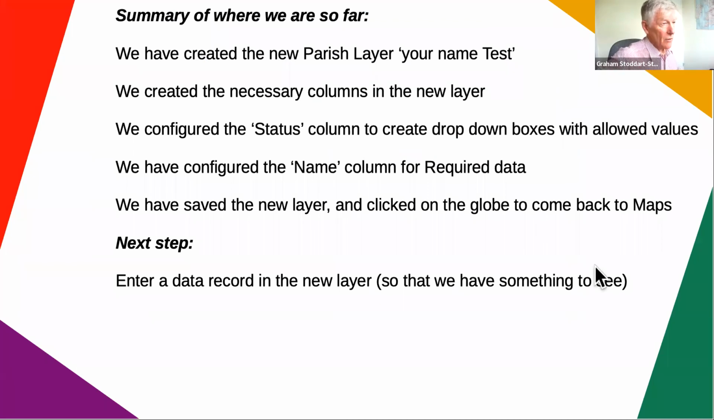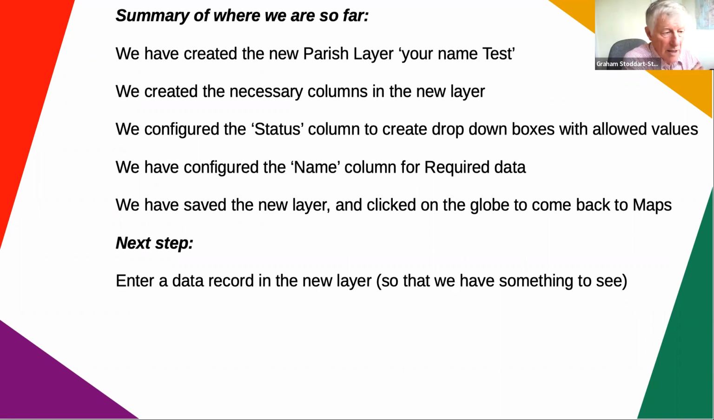On my screen, I've gone to just a summary of where we are, so we're keeping you up to date with what we've done. We've created a new layer, which you've called test. In the new layer, we've created 3 columns. We've made the status column include drop-down boxes, and we've configured the name column to have a required value. So you save the new layer and you've clicked on the globe to come back to maps.